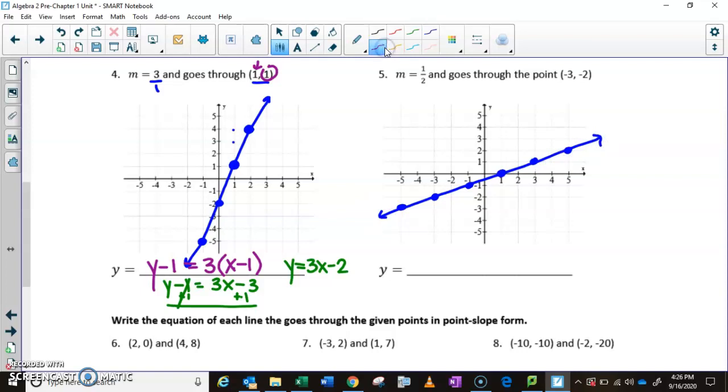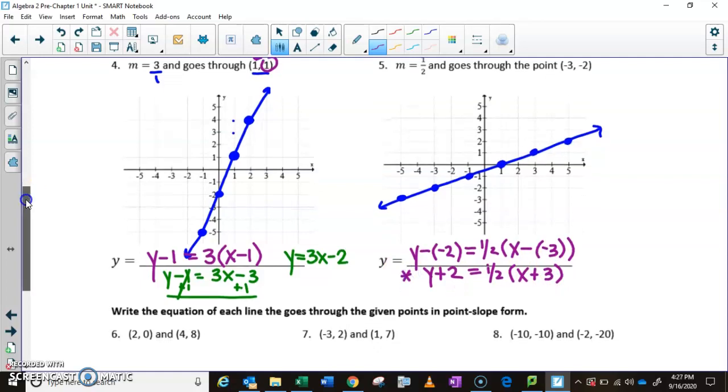My equation, so y minus -2 is equal to my slope 1/2 times x minus -3. Of course, we should clean that up. Minus the negative would be plus, so y plus 2 is 1/2 times x plus 3. So that would be the preferred way of writing your equation in point-slope form.